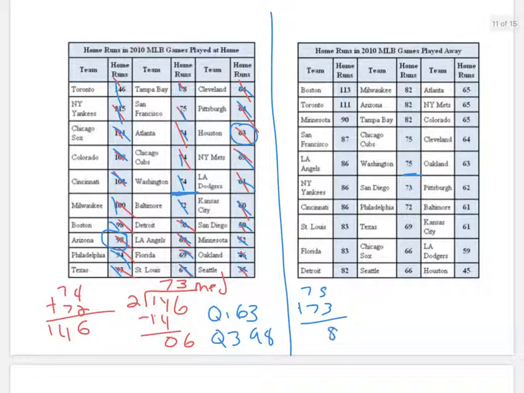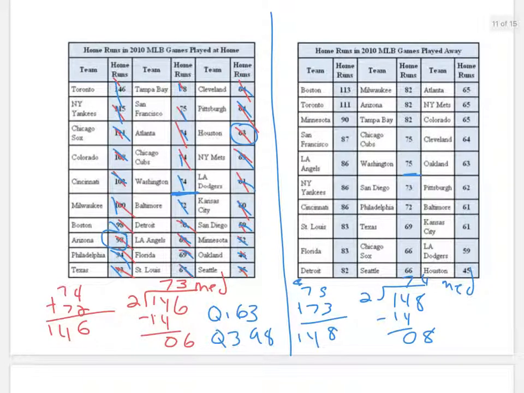So 5 plus 3 is 8. Carry the 1. Then 7 plus 7 is 14. So I get 148, which I want to divide by 2. 2 goes into 14 7 times, with nothing left. 2 goes into 8 4 times. So my median is 74.